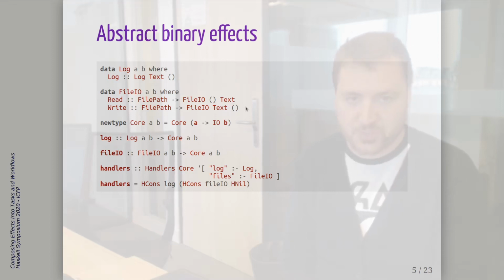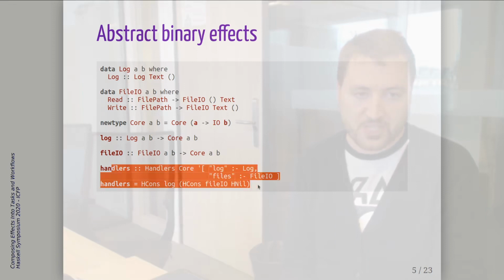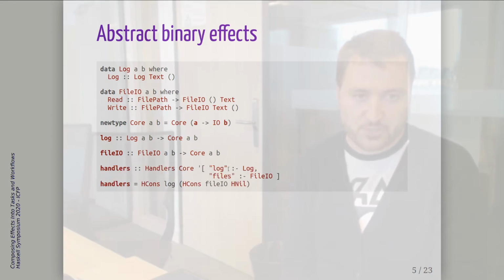In order to execute these effects, we need to perform some I/O, so we need to interpret them, to handle them into some core type, which will be here just some A to IO B function. People who know arrows already can recognize the Kleisli type here. So we have two interpreter functions, two handlers, one that will turn log into this core type and one that will turn file I/O into this same core type. And we can regroup these handlers into some H-list here. Each of these effects will be given a name, log and file I/O, and we just regroup the handlers together in some H-list.